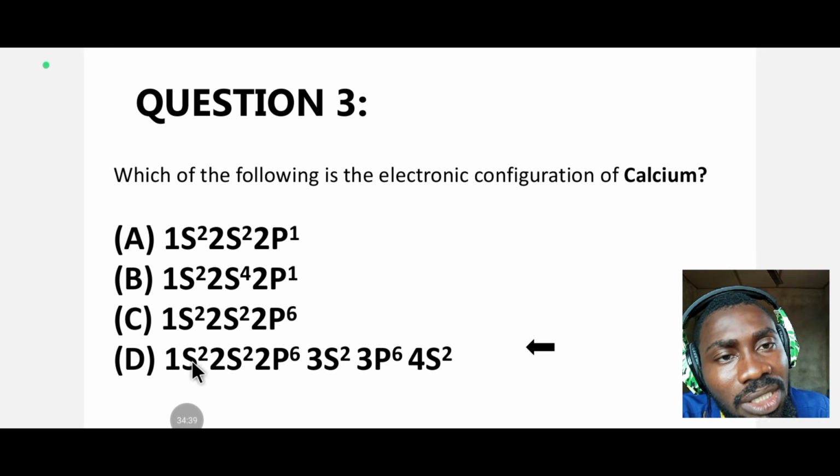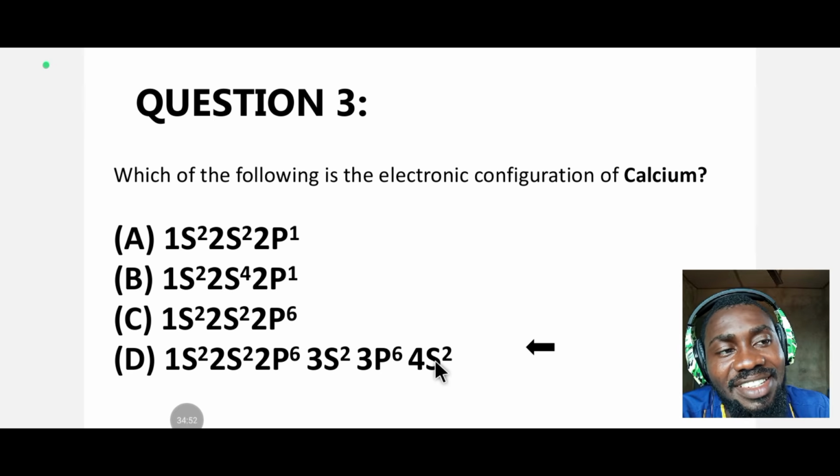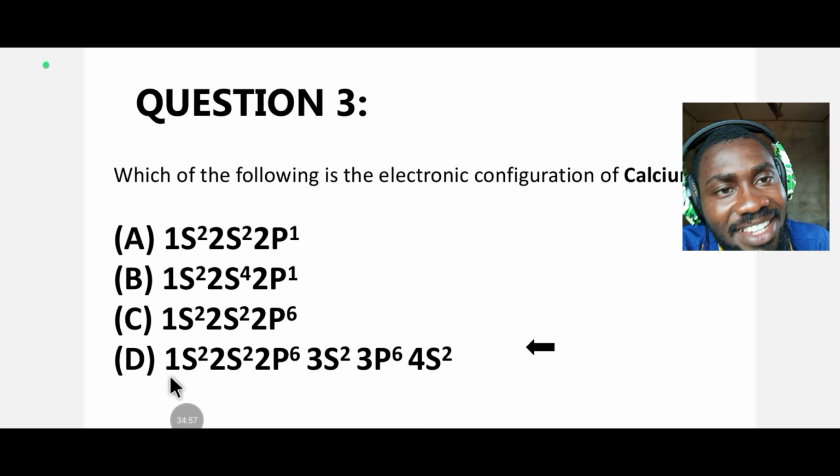No. Then option D, 2 plus 2 is 4. 4 plus 6 is 10. 10 plus 2 is 12. 12 plus 6 is 18. 18 plus 2 is 20. Is 20 the atomic number of calcium? Yes. This is the answer.